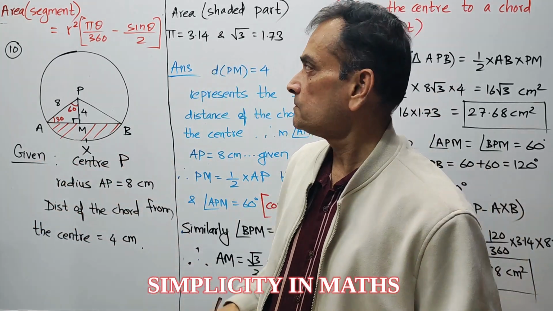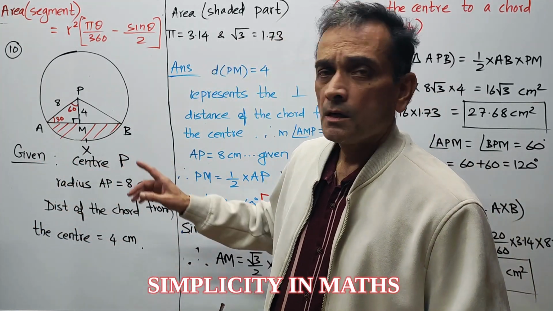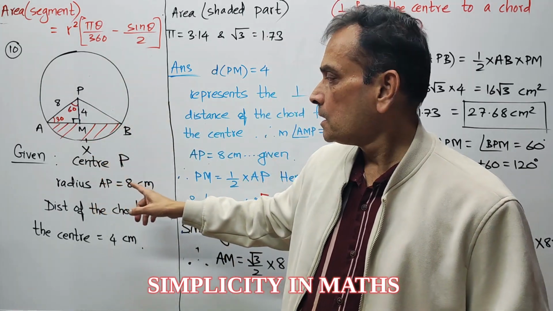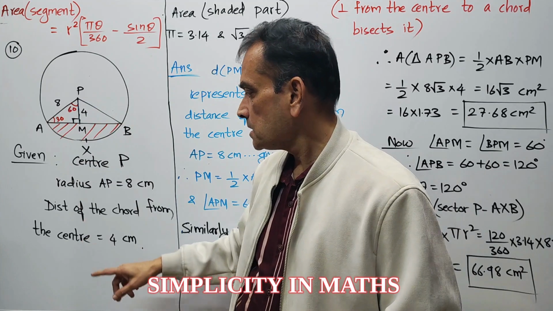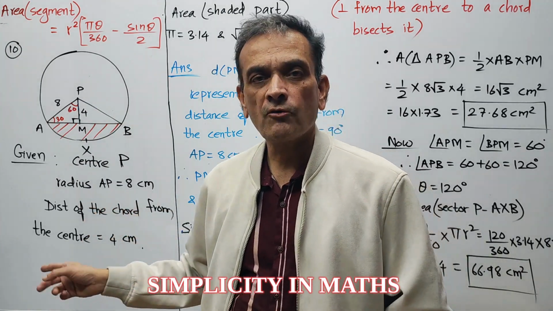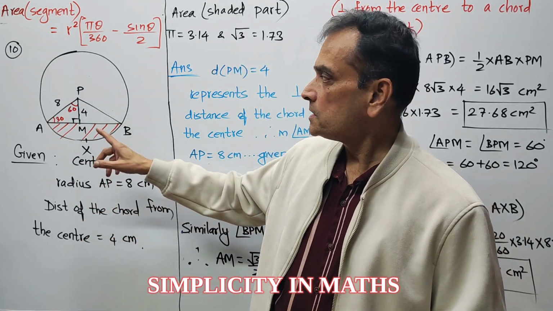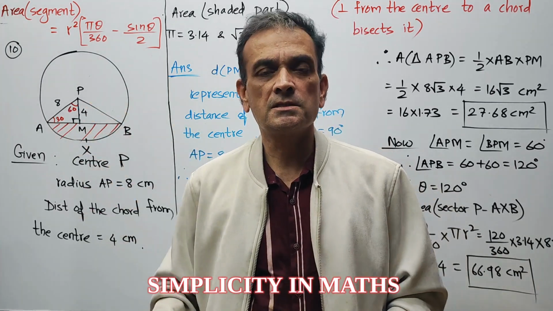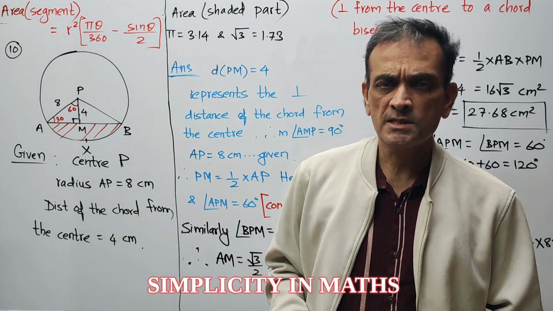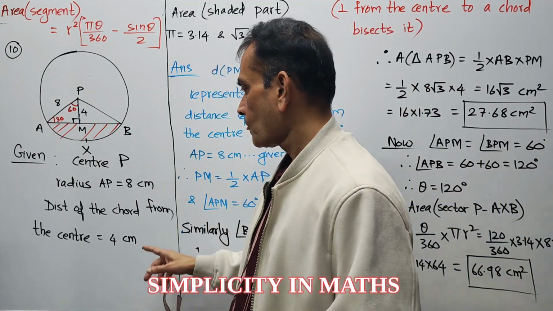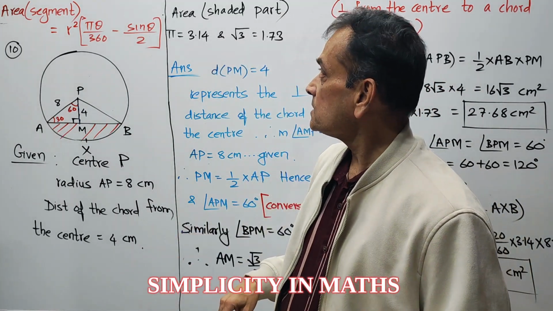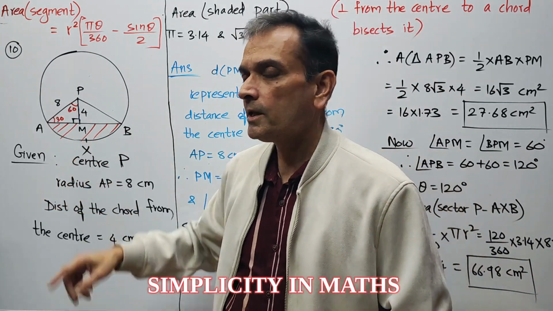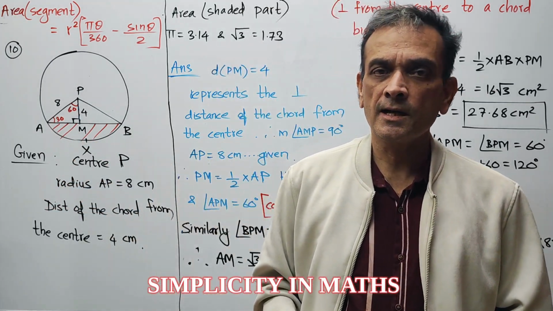What is given to us? A circle is shown with center P. Radius is 8 centimeters. Distance of the chord from the center is 4 centimeters. That is, distance PM is 4. These things are given. The question asked is, find the area of the shaded part. Shaded part का area पूछा है.